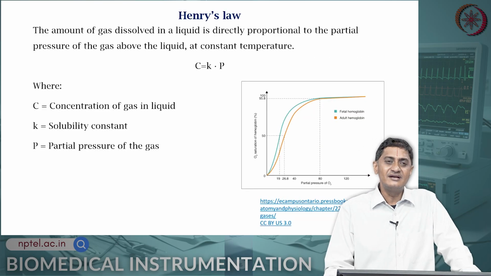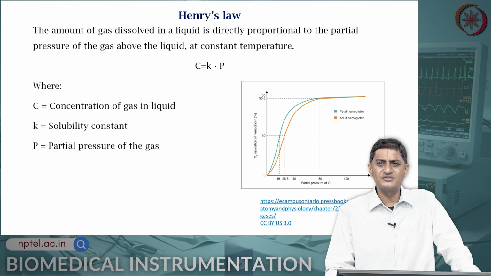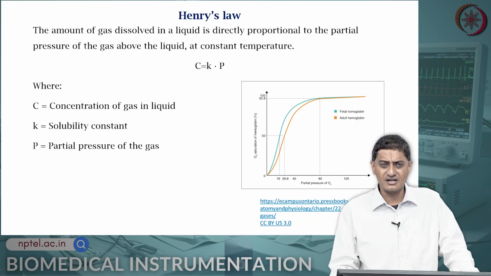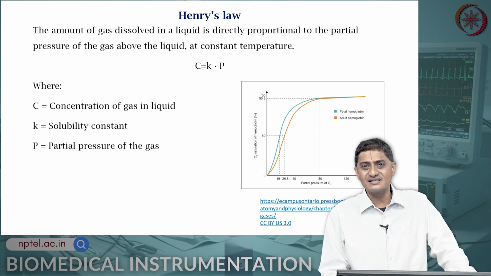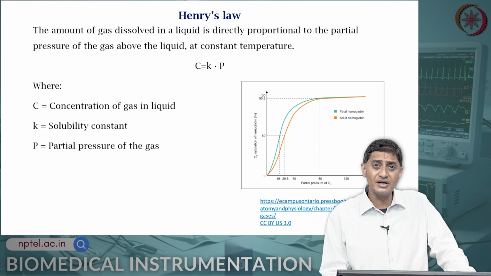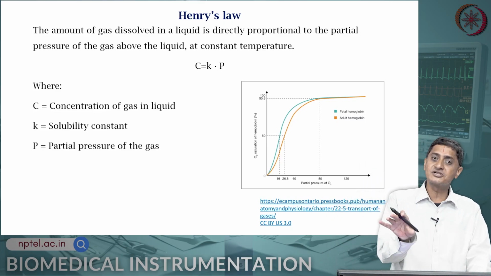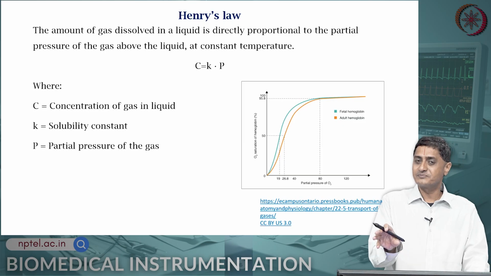Then Henry's law. In the context of respiration, this law states that the amount of gas dissolved in a liquid is proportional to the partial pressure of that gas at a constant temperature. So, the amount of oxygen that is dissolved in blood is proportional to the partial pressure of oxygen in blood.